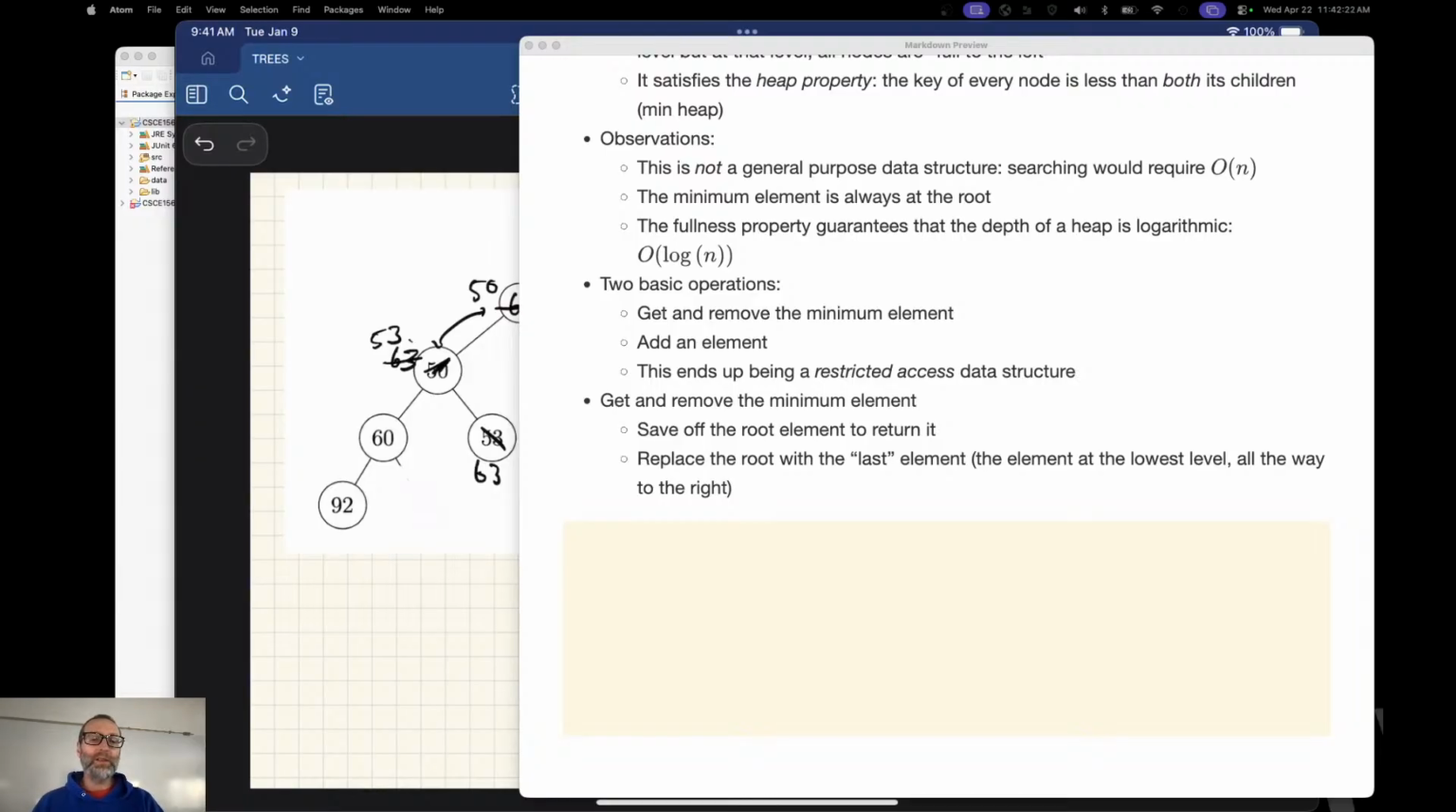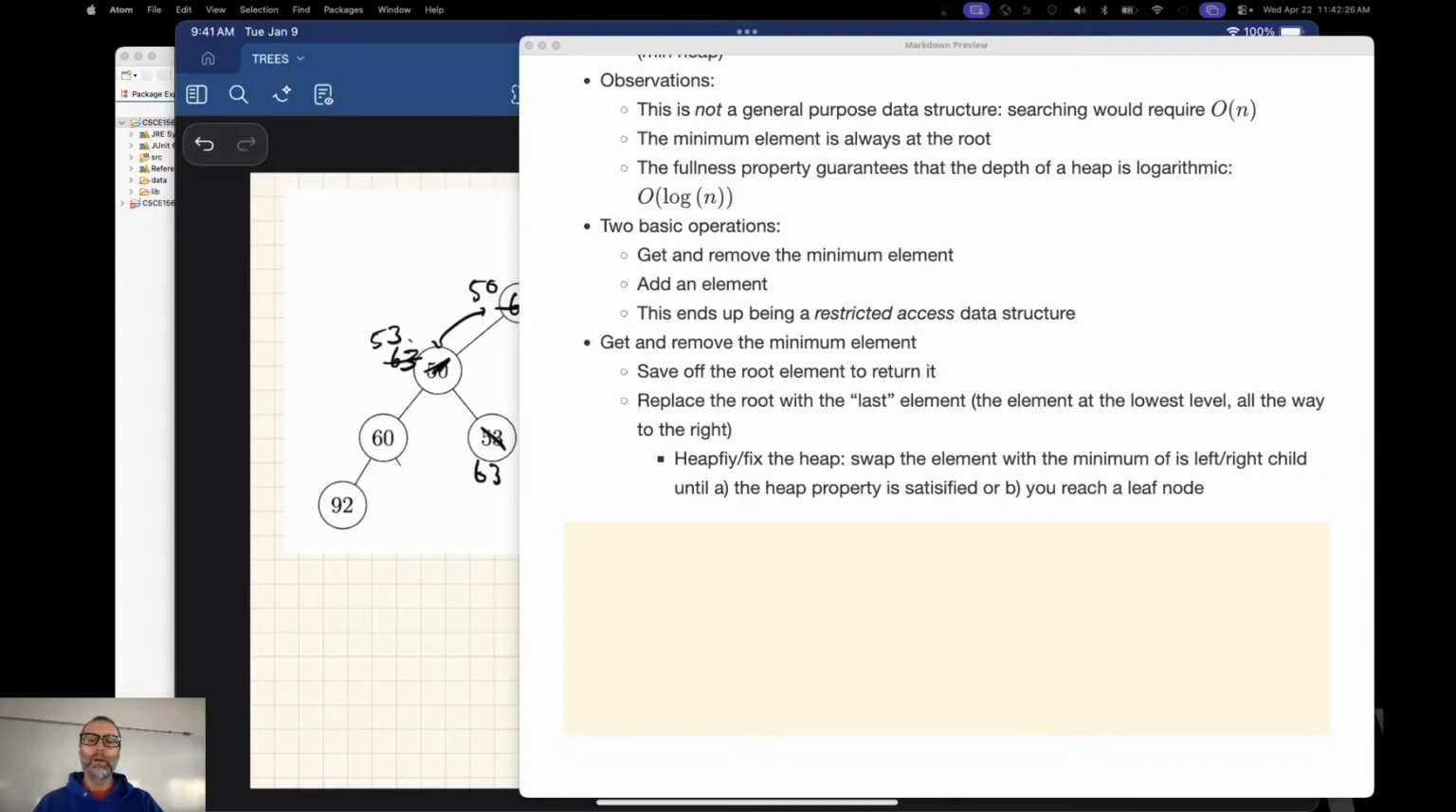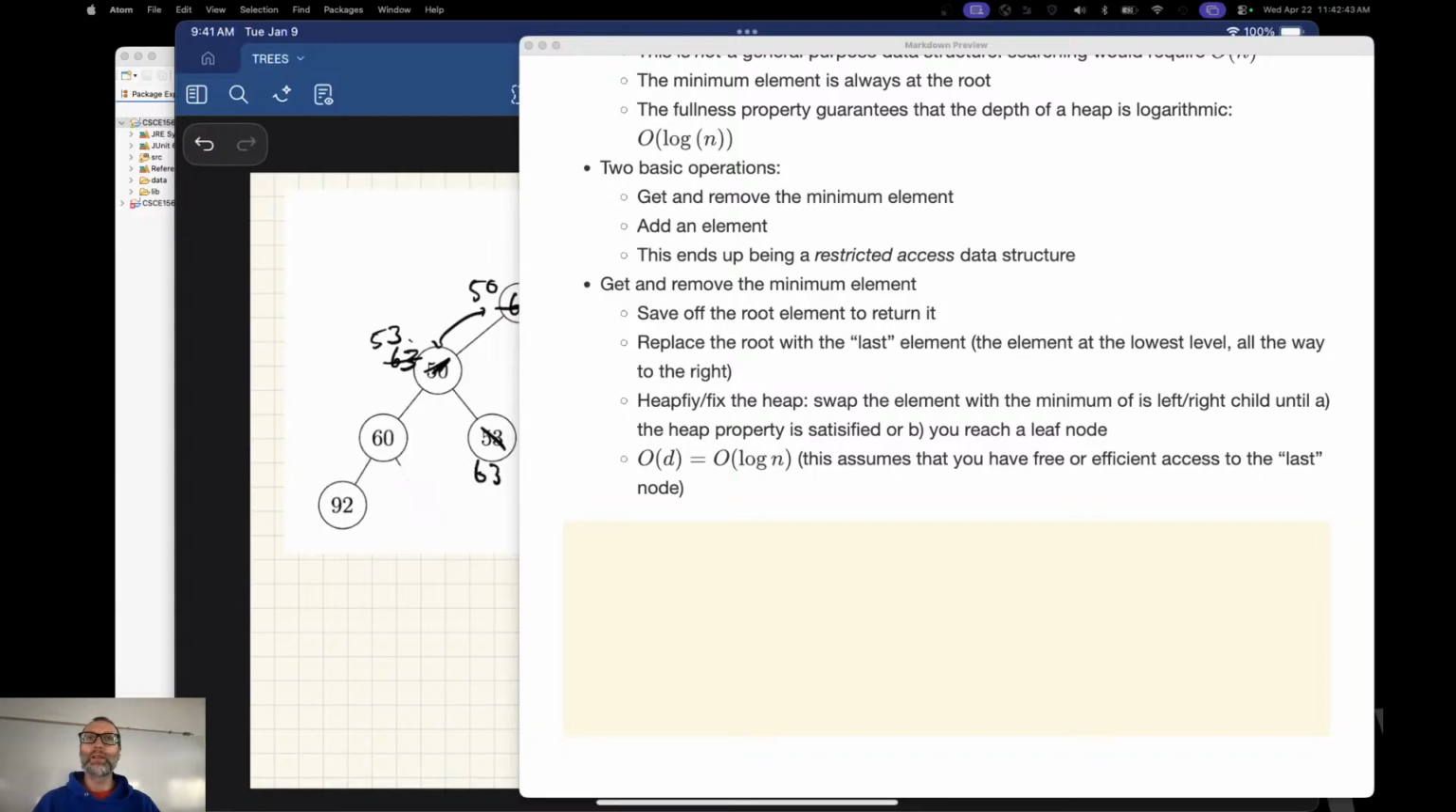Then the process that we just went through is called heapify or heap fix. We need to fix the heap. We swap the element with the minimum of its left or right child until either the heap property is satisfied, or we reach a leaf node, in which case we stop. And guess what? This is all proportional to the depth. Since the depth is definitely logarithmic, and of course this again assumes that you have free access to the last node, then everything is going to be efficient.